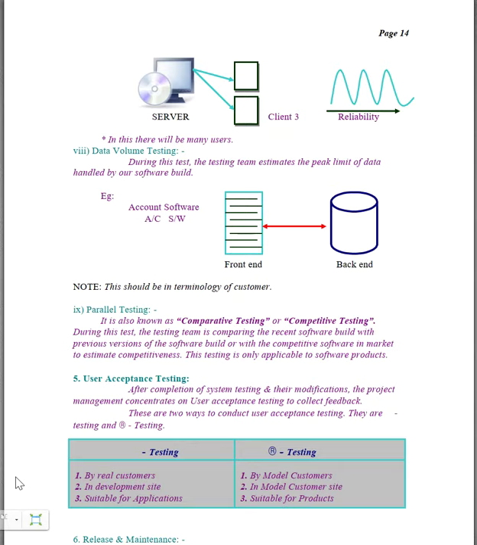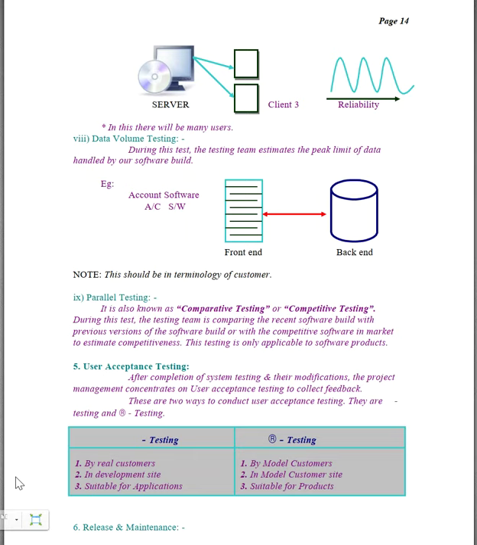Then we have the data volume testing. During the testing, the team estimates the peak limit of data handled by our software build. Then we have something called the parallel testing. It's known as comparative testing or competitive testing. During this test, the testing team is comparing the recent software build with the previous version of the software and some of the competitive softwares in the market.